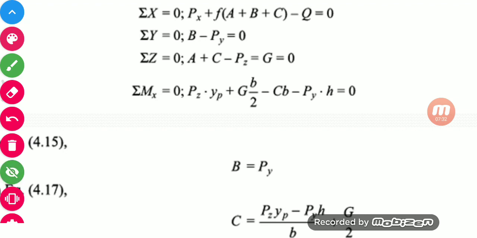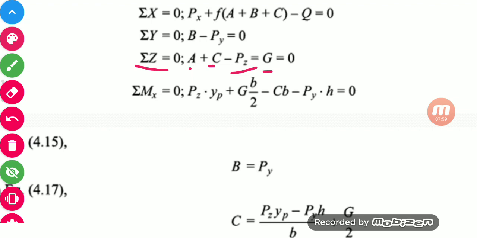Now we go to the last part, that is your third equation, that is Z direction. In this Z direction we see all the vertical forces. Now what are the vertical forces? The vertical forces are A, C, which are the reactions coming from the vase. There is this Pz, which is coming because of the workpiece giving a push to the tool, and also because of the weight of the carriage.